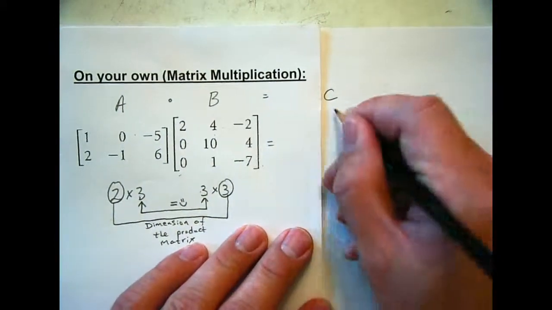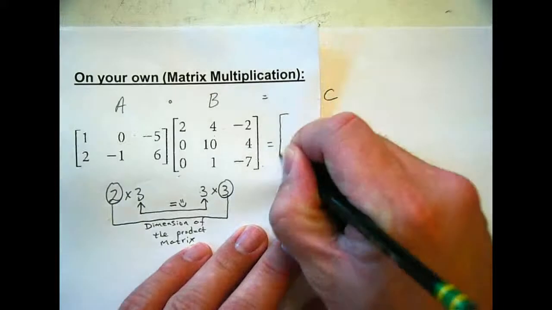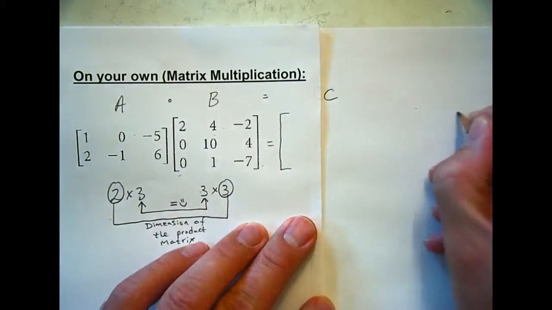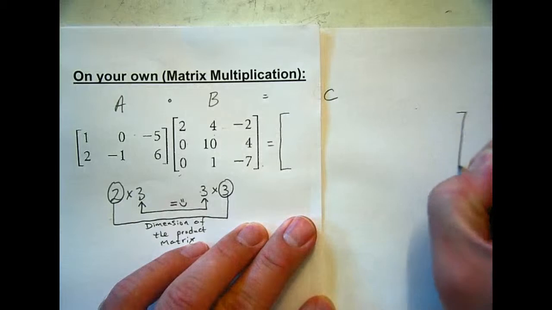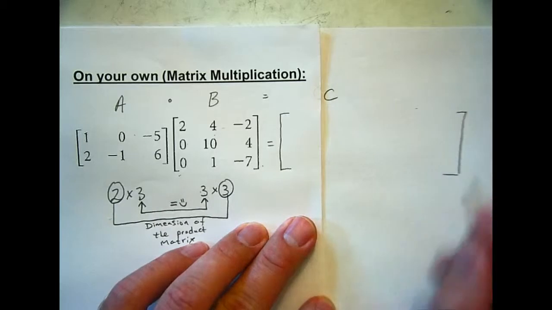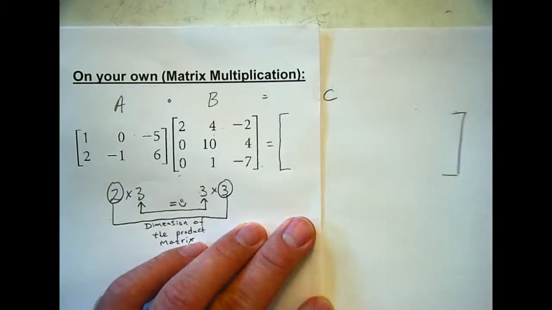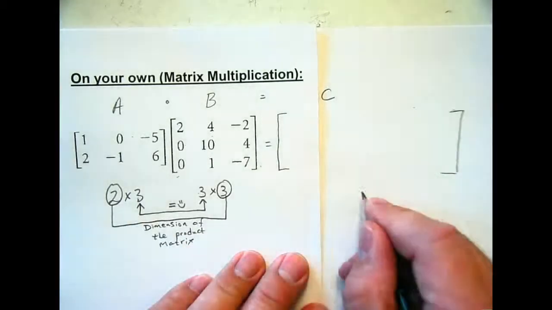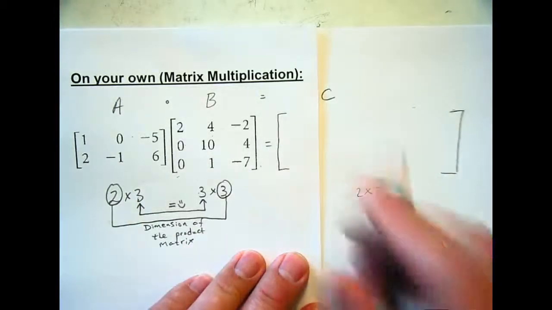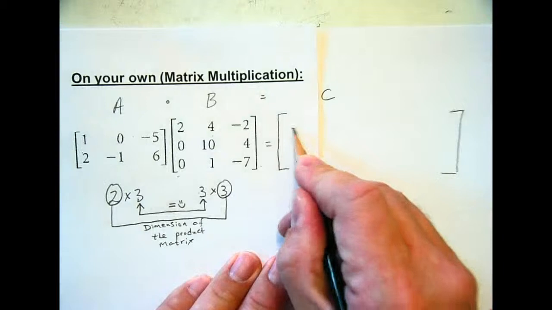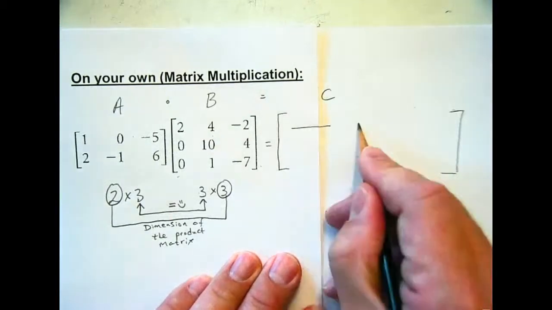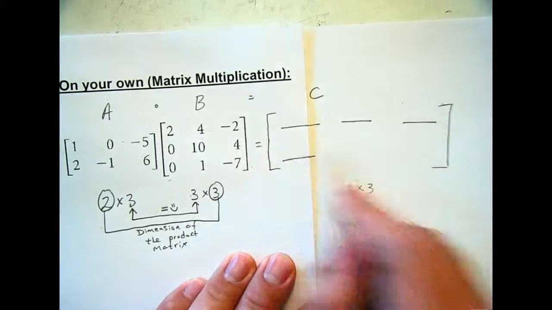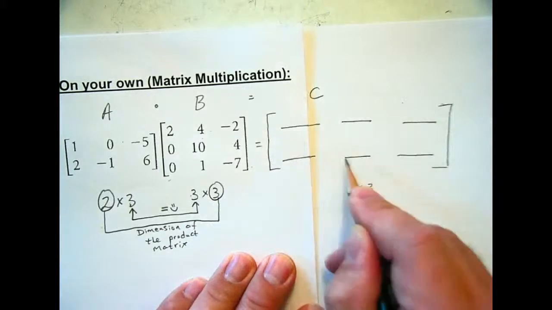I know it's a 2 by 3. I want to make sure I stay on the screen for you, but give yourself plenty of room. I'm going to show a work matrix here, where I'm actually going to show my work. I know this is going to be a 2 by 3 matrix over here, so it's going to have 2 rows and 3 columns. So there are my 3 columns. Those are my 2 rows. Okay, 2 by 3.